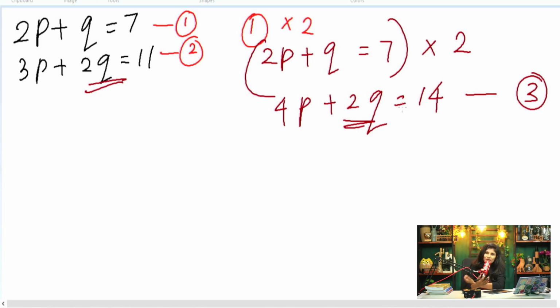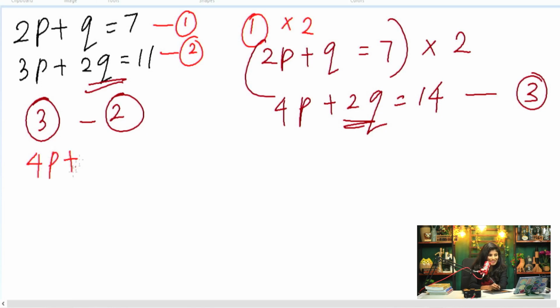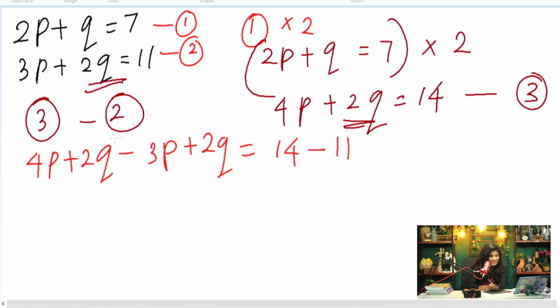Now this is a simple equation which we have discussed in the earlier video. What we can do is subtract 3 and 2. So equation 3, 4p plus 2q, subtract equation 2, which is 3p plus 2q, is equal to the right hand side of equation 3, 14 minus 11.